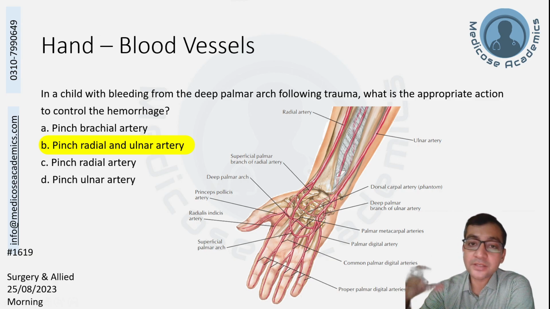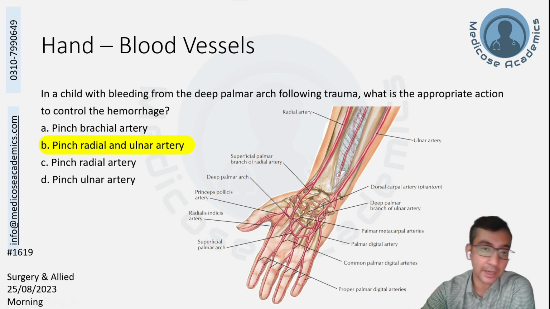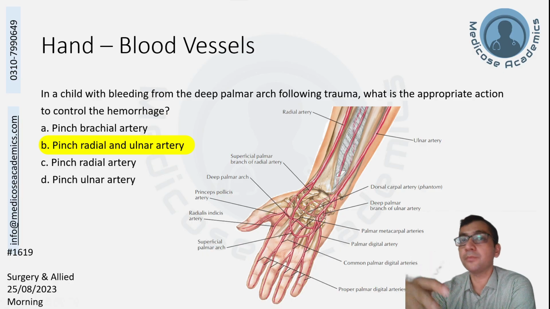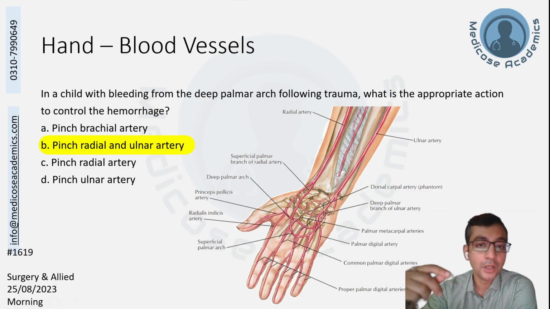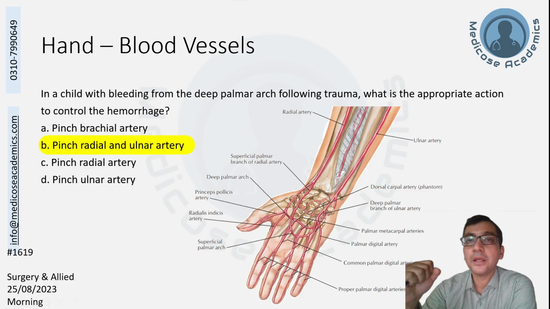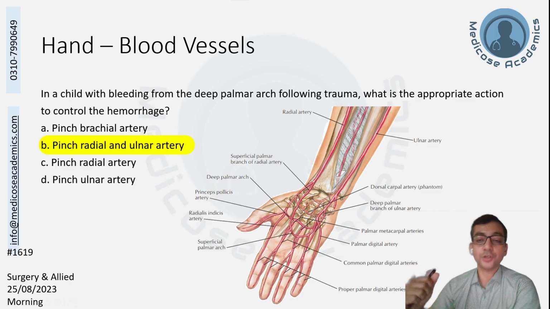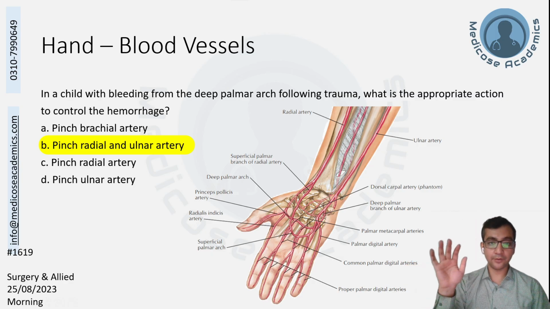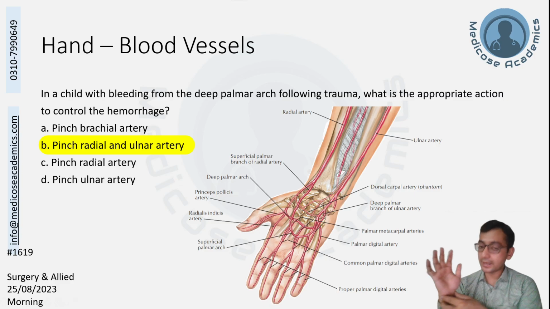Similarly, for the superficial arch, the ulnar artery is the major artery and the radial artery is supplementing. But it is anastomosing from both ends. So radial and ulnar arteries both need to be pinched to stop the bleeding. And that is the basis of the Allen's test.